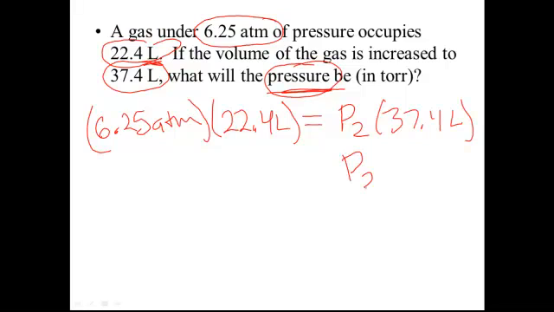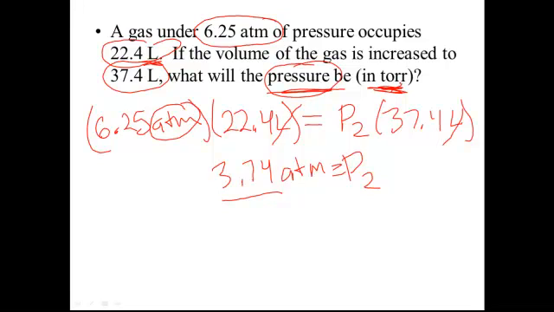So let's do this one a little bit quicker. I'm not going to actually show it, but I'm going to take 6.25 times 22.4 divided by 37.4 to get the P2 by itself, which equals 3.74, and hopefully we can see the liters cancel, so we're left with atmospheres. So then we're just going to check our question one more time. What will the pressure be? We've got the pressure, but then it says in torr. So our final step, once we get our answer, is we need to convert our 3.74 atmospheres to torr.